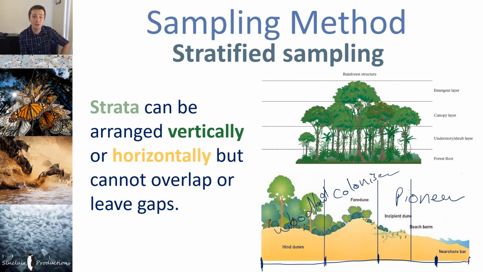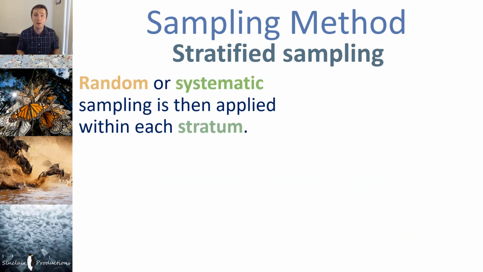So I'm going to need to do a few more quadrats. My woodland's a bit larger than my colonizer, so I'll do a few more here compared to that colonizer. So that's kind of the key idea. You break it into your different strata, let's say pioneer, colonizer, woodland, and then you do your sampling proportional to the size of that area. In that sampling, you might do it in a random or systematic way, similar to what we've looked at previously, when applied within each stratum.